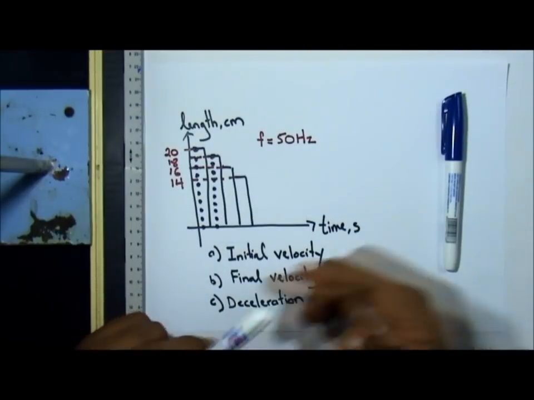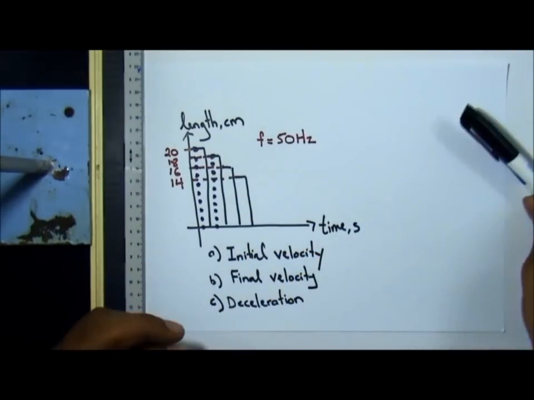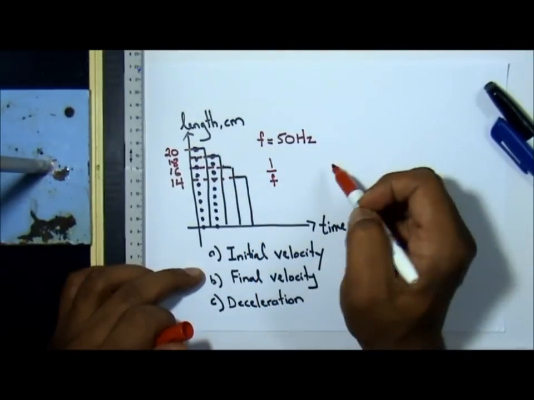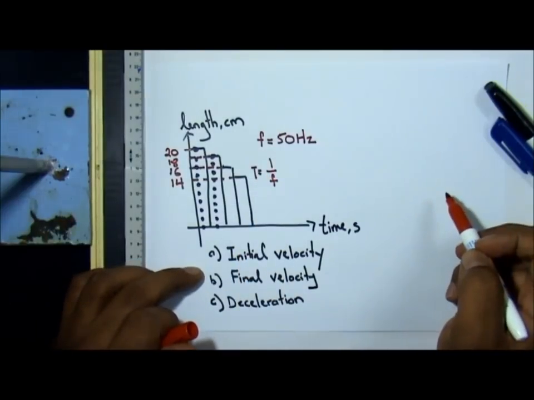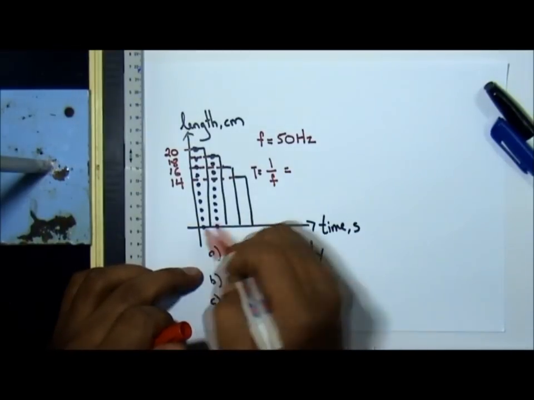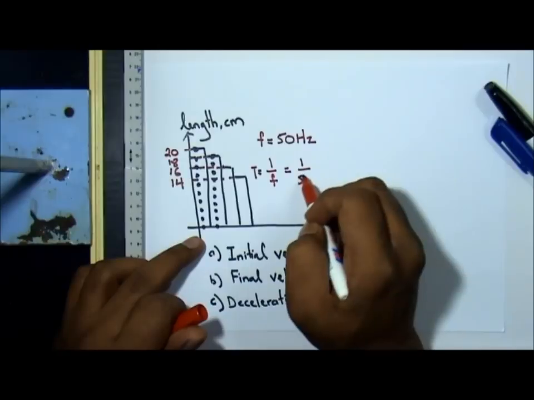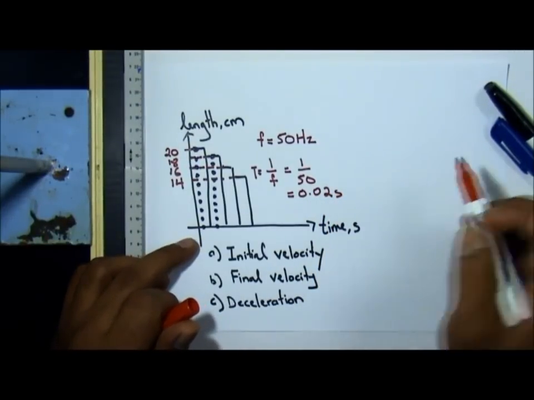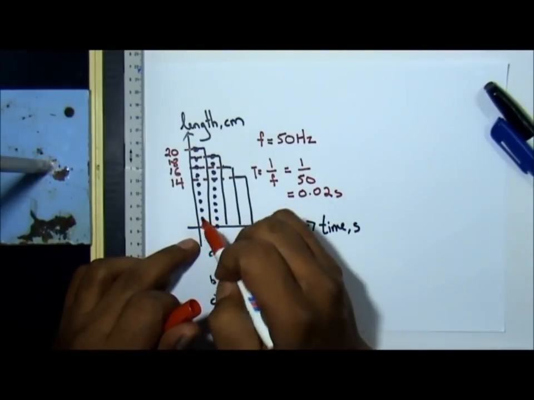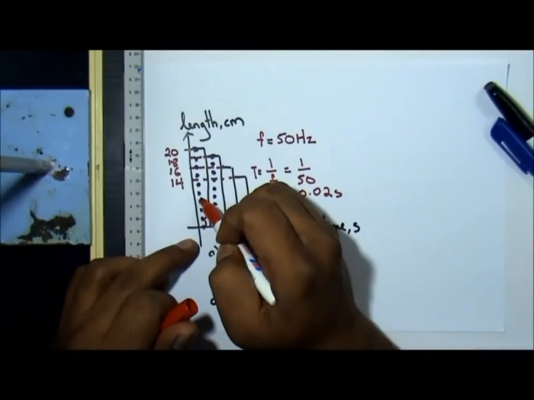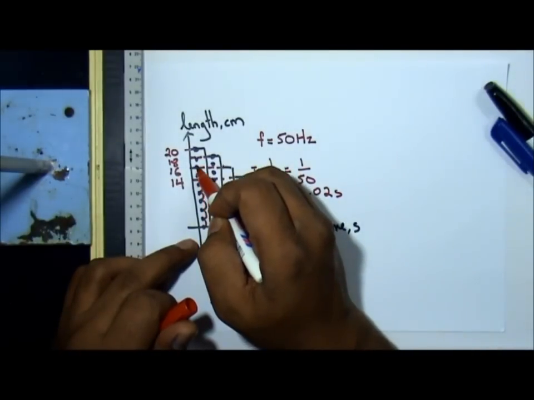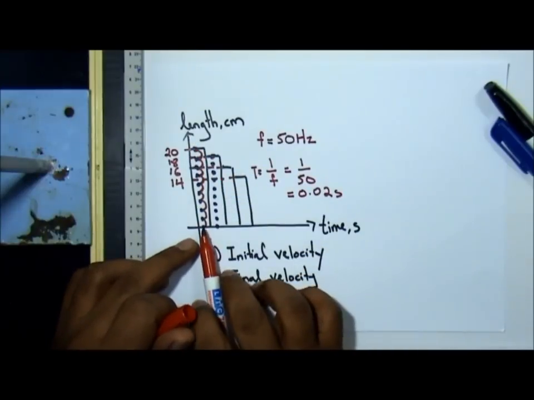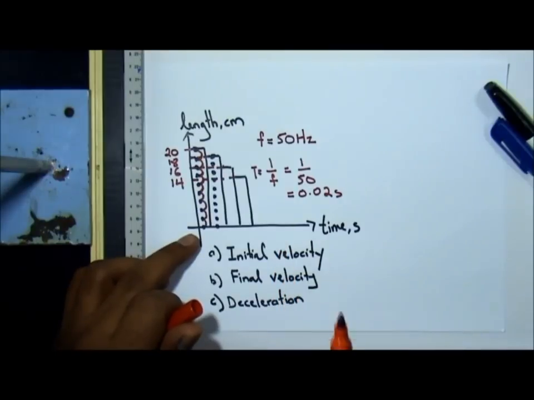Now, what we are going to do first is calculate the time between two dots. 1 over frequency gives you the time period. So the time period between two dots will be 1 over 50 hertz, which is 0.02 seconds. Now, as you can see, how many intervals will we have? 1, 2, 3, 4, 5, 6, 7, 8, 9. In each of my ticker tapes, I will have 9 intervals.